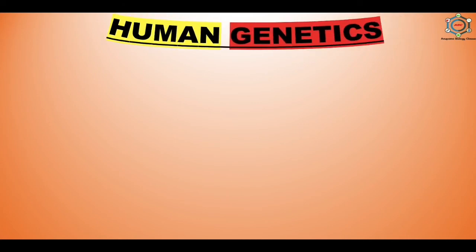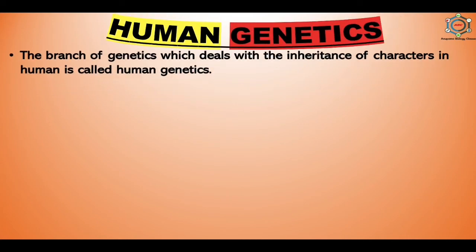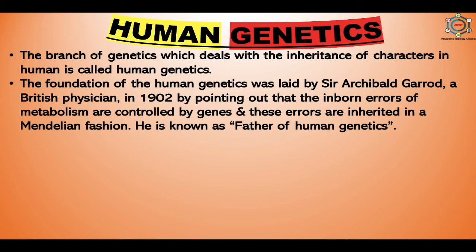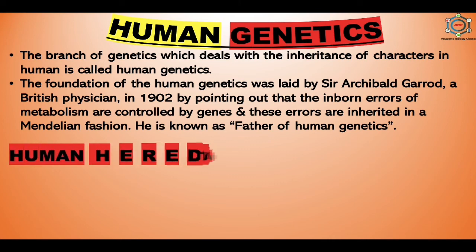After this, now the human genetics. The branch of genetics which deals with the inheritance of characters in humans is called human genetics. The foundation of human genetics was laid by Sir Archibald Garrod, a British physician, in 1902 by pointing out that the inborn errors of metabolism are controlled by genes and these errors are inherited in a Mendelian fashion. He is known as the father of human genetics.